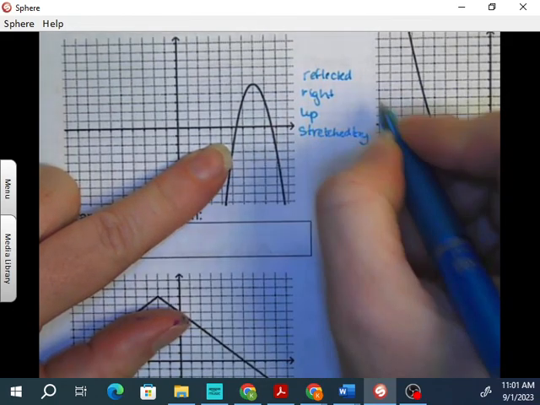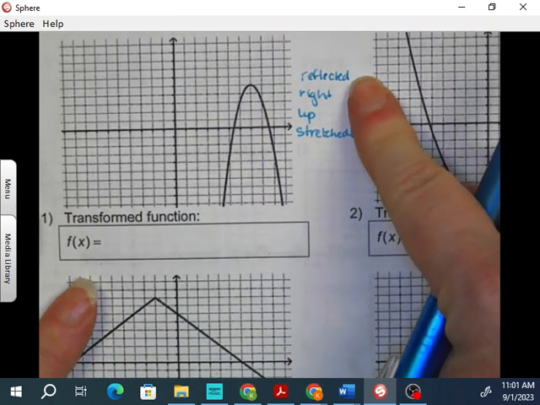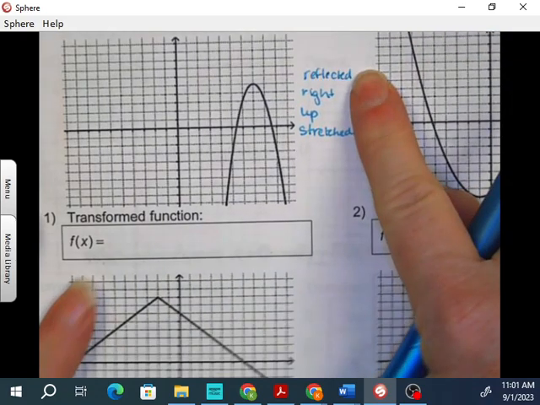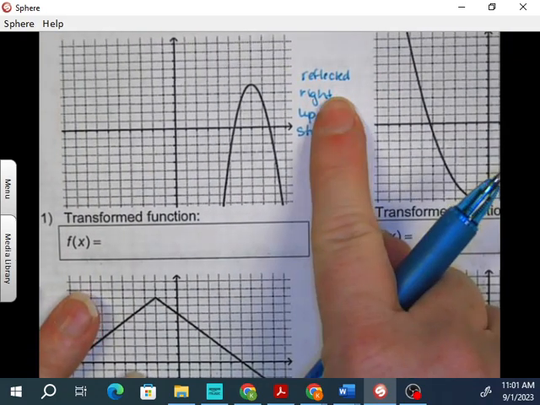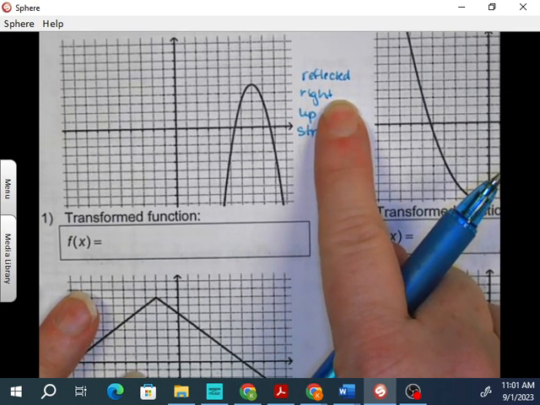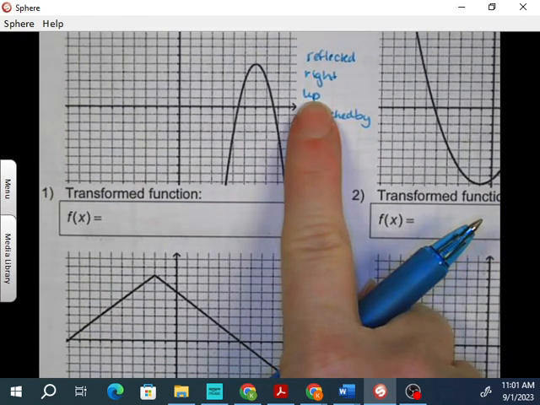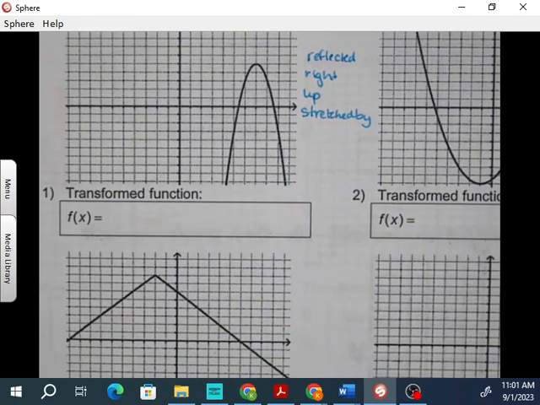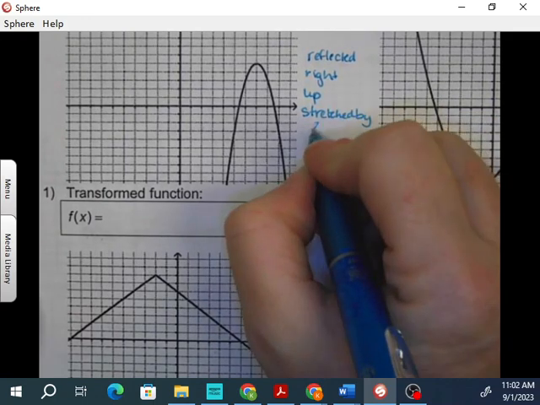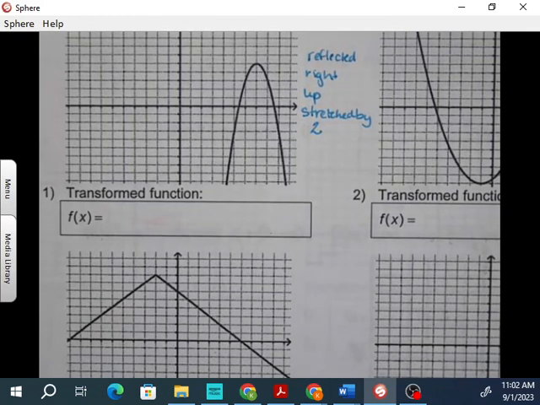So that means I actually have 4 different things happening here. A reflection is going to show up in my equation how? As a negative in front of the whole thing. The right movement is going to show up as a minus something with my x in parentheses. The up is going to show as a plus after the parentheses are closed. And the stretch by 2 will show up as a 2 right before the parentheses, after the negative. So it'll be negative 2, parentheses, and then the rest of it.